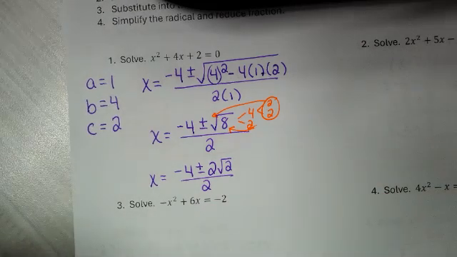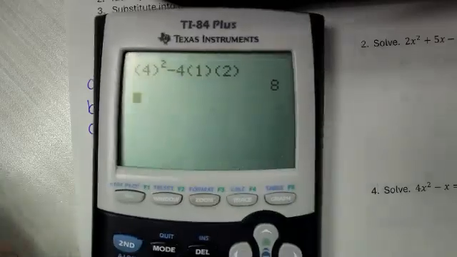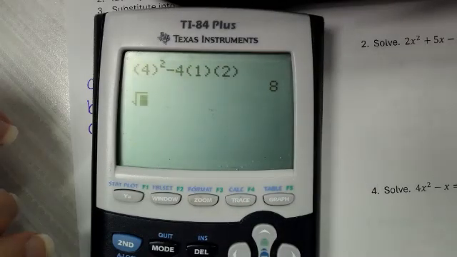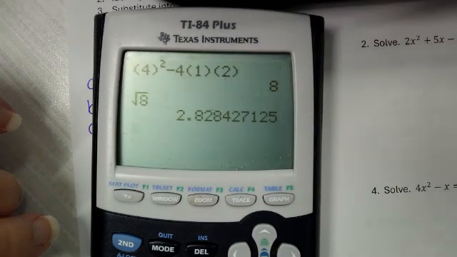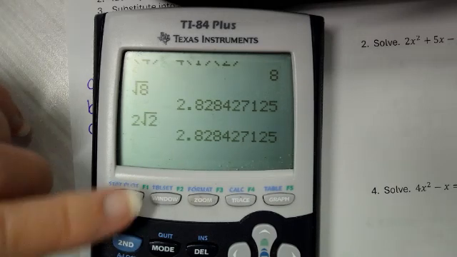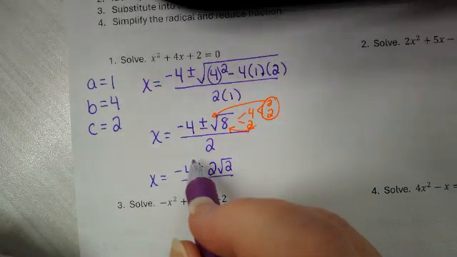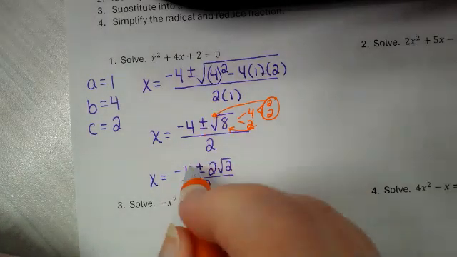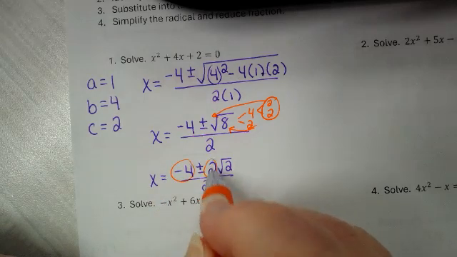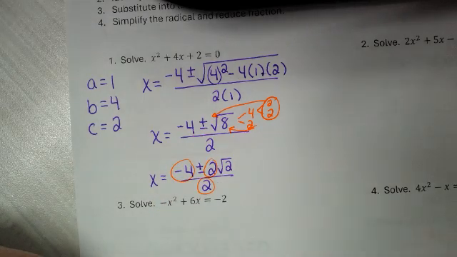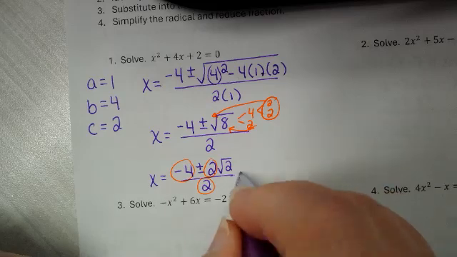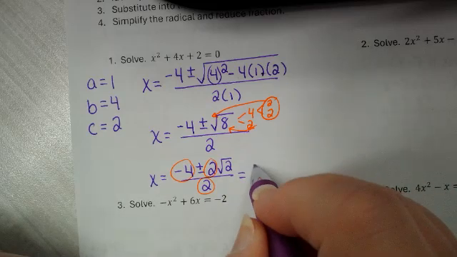So the square root of 8 is equivalent to 2 root 2. And I'll demonstrate that for you. See, those are exactly equivalent. Now, notice that these are all divisible by 2. So I'm going to divide everything by 2.